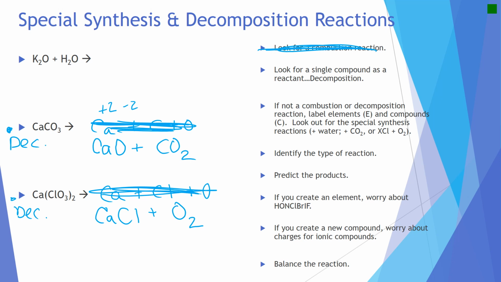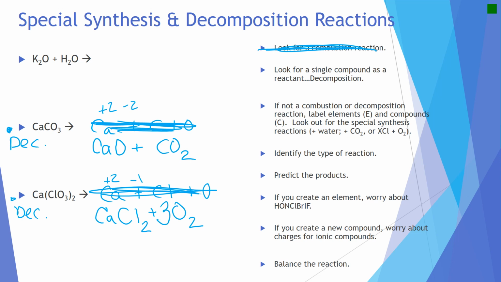Okay, so I've got my metal chloride plus oxygen. Now I need to worry about my charges. So Ca has a +2, Cl has a -1, so when I crisscross, I get CaCl2. So now balancing it out, I have two Cls on the left, I have two Cls on the right. I have 6 O's on the left, I have 2 on the right, so now I'm just going to put a 3 in front of here, and I am completely balanced.